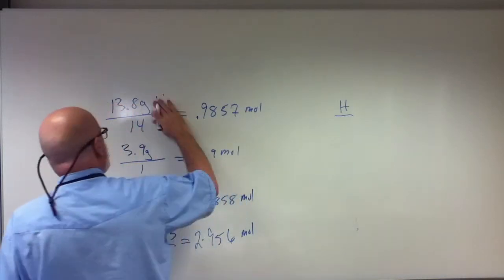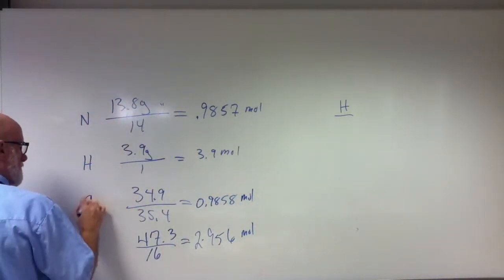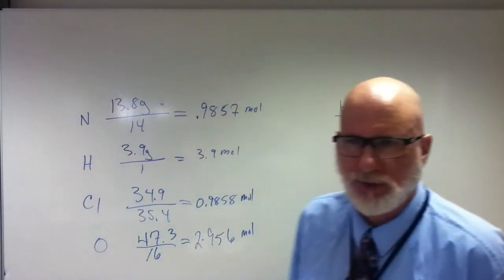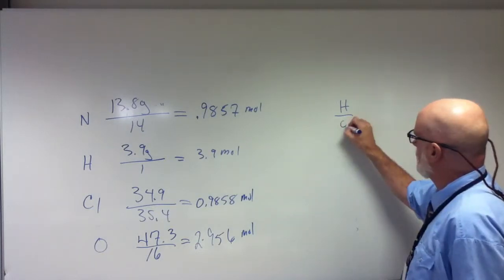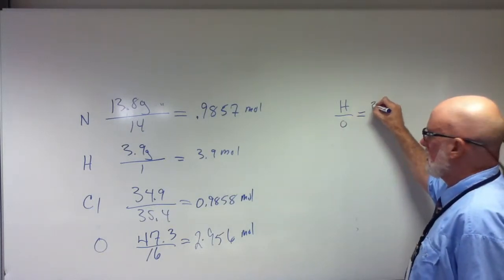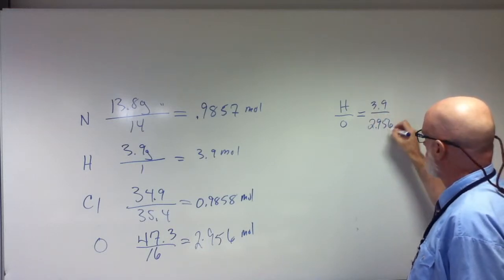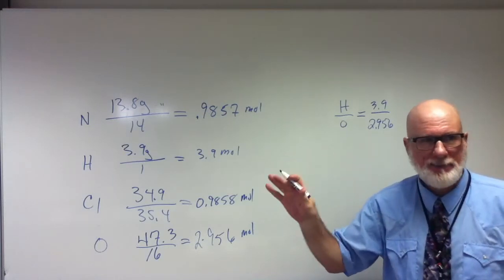Let's get rid of this, and let's say this is nitrogen, this is hydrogen, this is chlorine, and that's oxygen. Okay? You just got to keep your wits about you. Make sure everything is labeled. So hydrogen over oxygen, right? That'll be 3.9 divided by 2.956. Right? You all right with that? Just hang in there. This will happen.